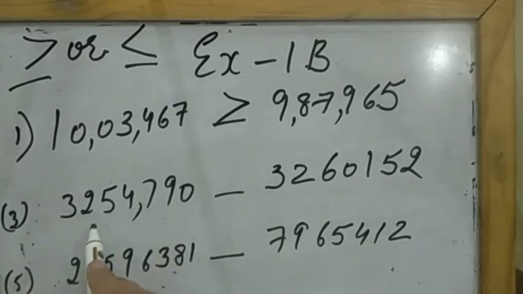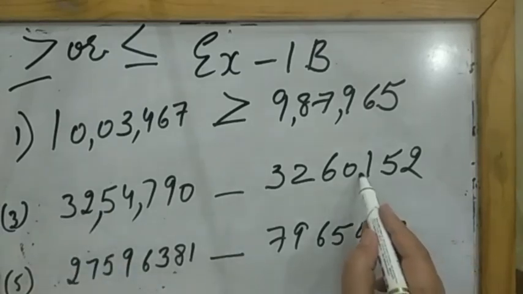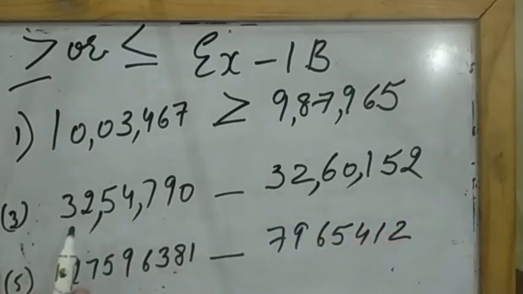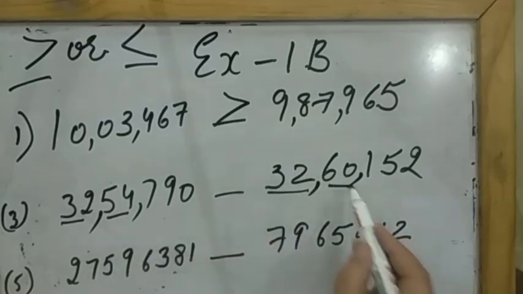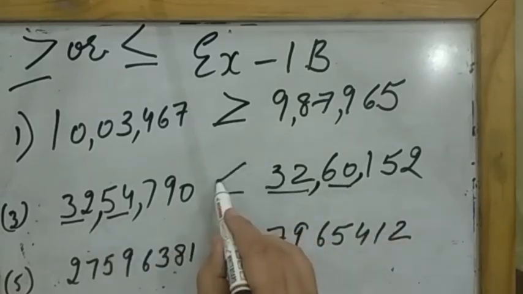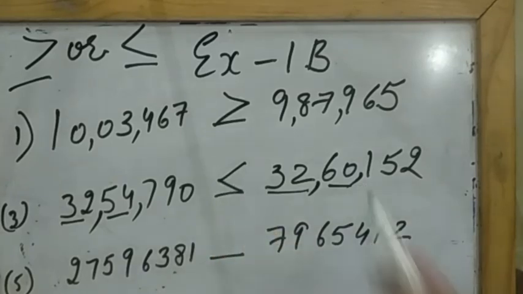First I'll put the commas. Now I will see that this is 32 lakhs and here also you have 32 lakhs. Then I'll go to the thousands period. This is 54, but this is 60. So 60,000 is bigger than 54,000. So put a mark like this. This number is bigger. And now come to the fifth part.